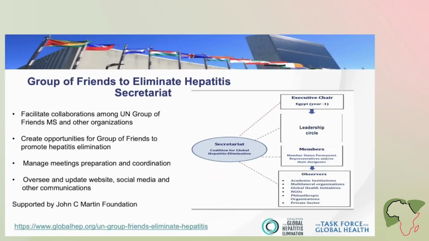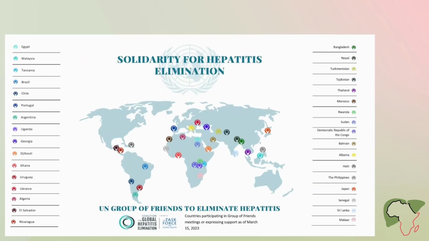The coalition took on the responsibilities of a secretariat for the Group of Friends, with the functions outlined here, and we appreciate the support of the John C. Martin Foundation to help us accomplish these activities. In response to the ambassador's invitation, a little over 30 countries expressed interest in joining the Group of Friends.